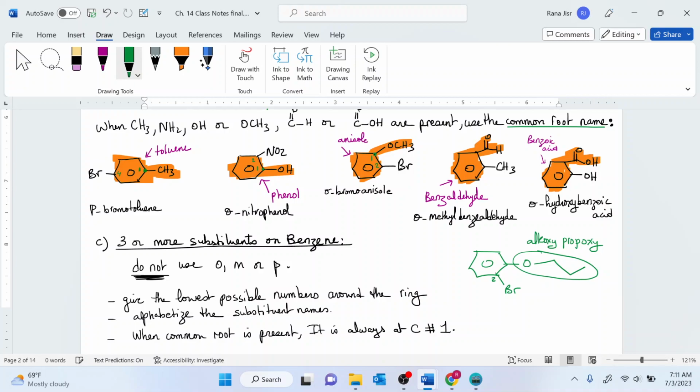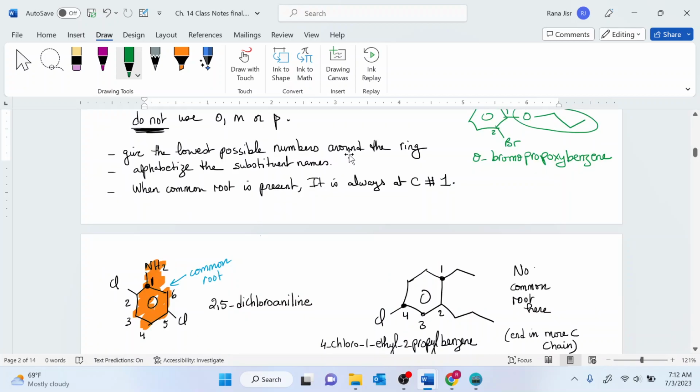Bromine is on the second carbon. You list those in alphabetical order. So the name is going to be an ortho bromo. You start with the bromo, and then you name it as a propoxy benzene. Now, the number around the ring.